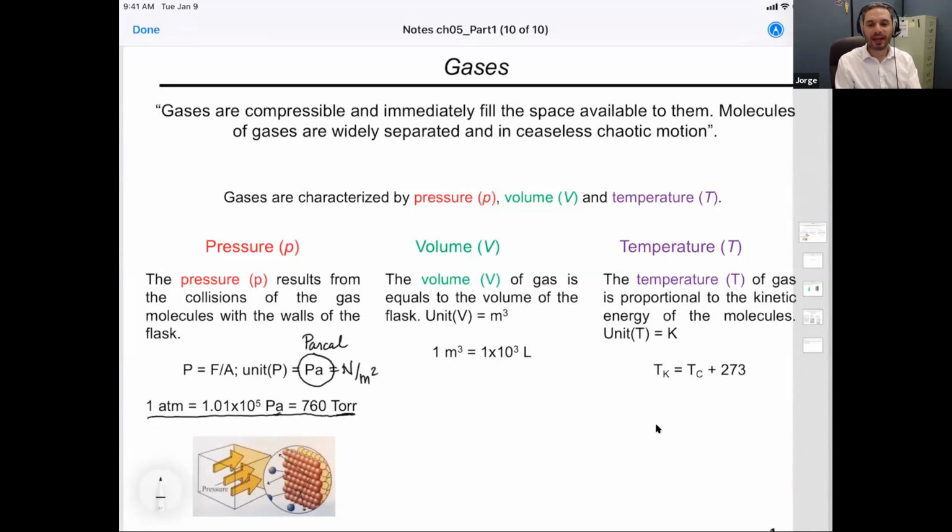Volume. Gases do not have their own volume. Therefore, the volume of a gas is always equal to the volume of the flask. And the unit for volume in the international system is cubic meters. Another usual unit for volume is liters, and the correspondence between cubic meters and liters is that 1 cubic meter is equivalent to 1,000 liters, or 1 times 10 to the third.